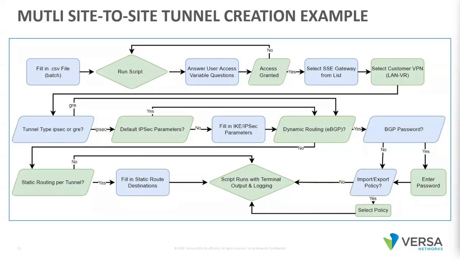This flowchart displays the process that will be performed by the automation script. While the process may appear more extensive than the 5 API call approach covered earlier, the API calls are pretty much the same. The additional process allows us to easily generate variables for those API calls. The process starts with a basic CSV file that is filled in prior to running the script. Questions are asked to determine user access information, and access is granted. The gateway, customer VPN, tunnel type, tunnel parameters, and routing are then determined by answering displayed questions. The script then runs, and the site-to-site tunnels are configured.